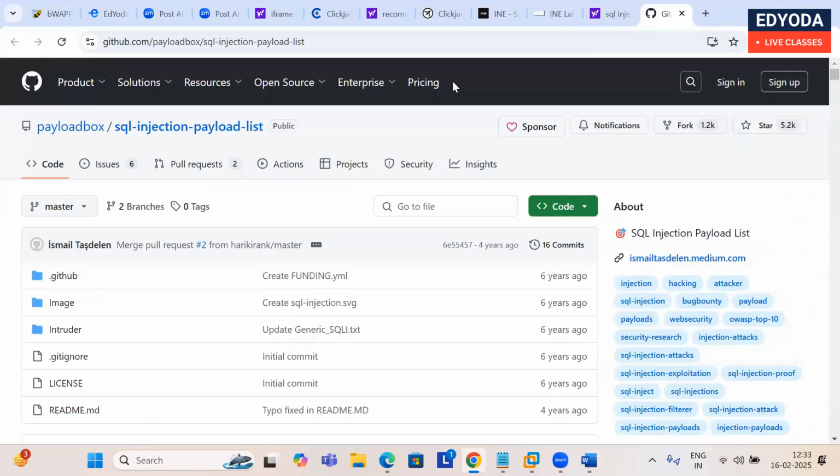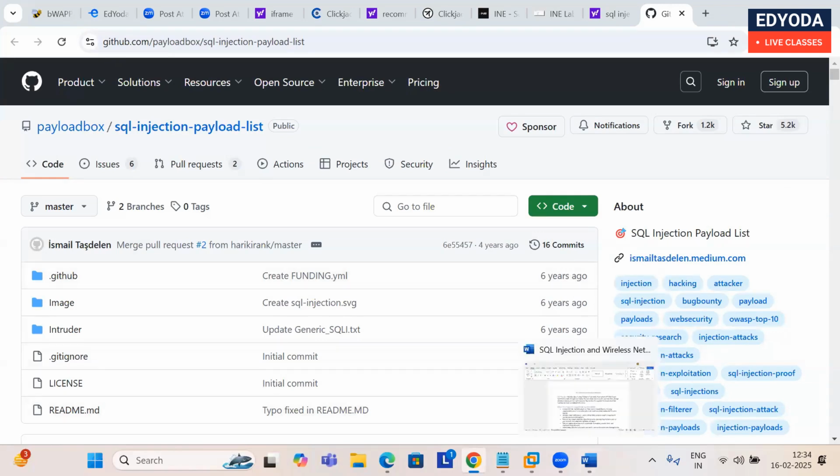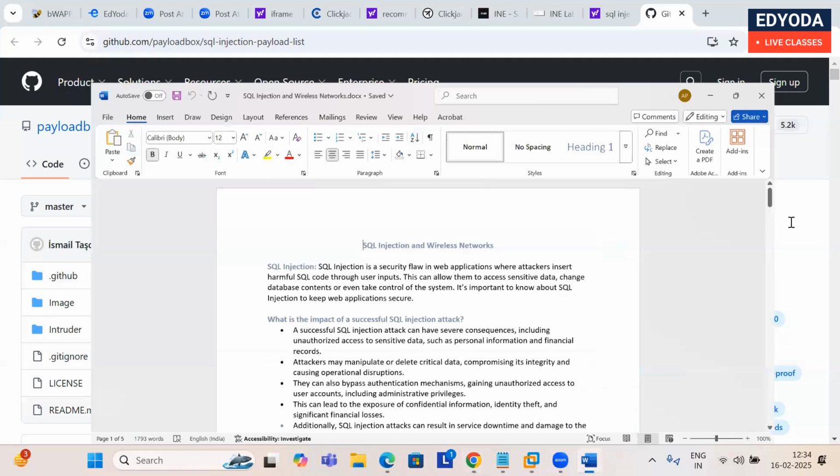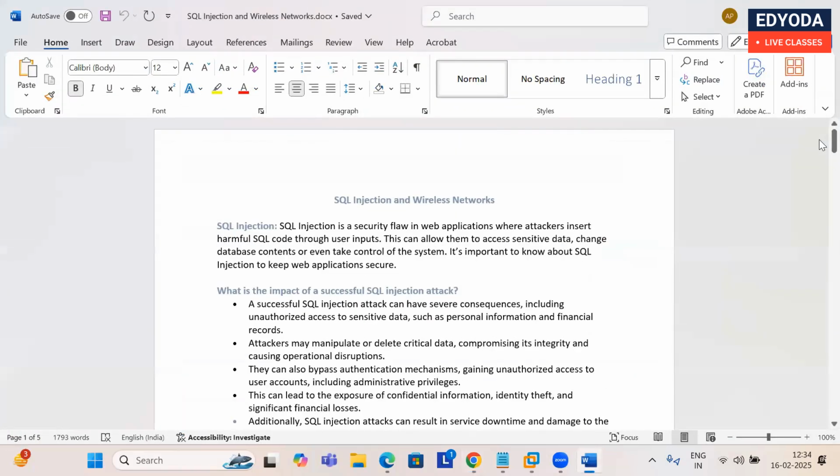So any query, any other query, guys? Do you have? Can you please explain SQL time-based attack if possible? Yes, yes. We will discuss these things also. Okay, so now let's move to our topic.